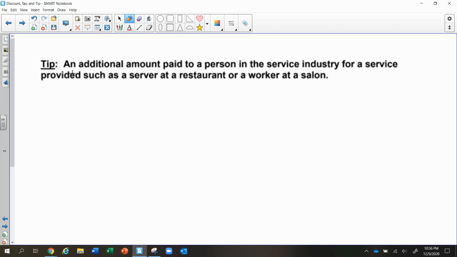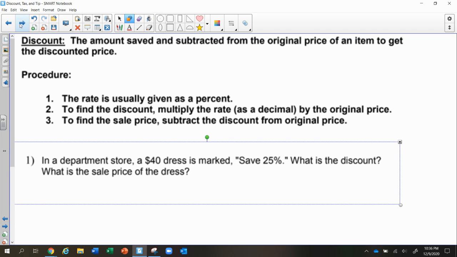And then a tip is also an additional amount paid to a person in the service industry for something provided, such as a server at a restaurant or a worker at a salon. Like if you're getting a haircut, you should give a tip. That's also known as a gratuity. So that's something that you give as an extra amount. It goes straight to the person, but it's a percentage of the original price. So let's go through how we solve those things.